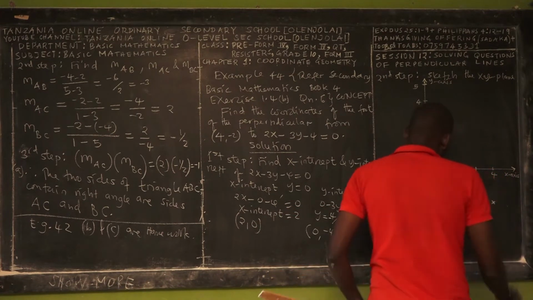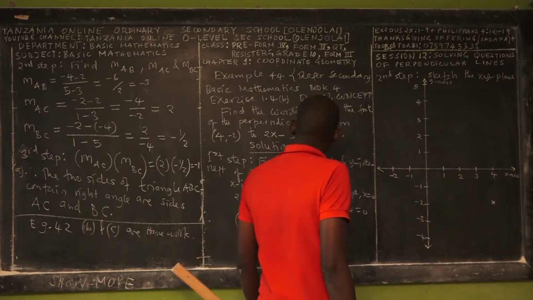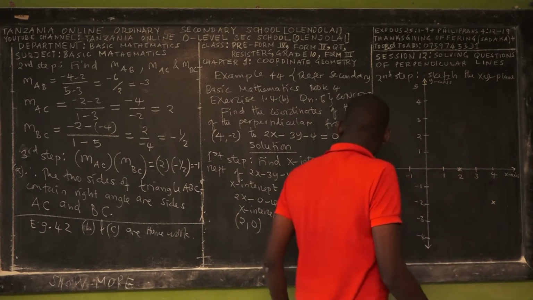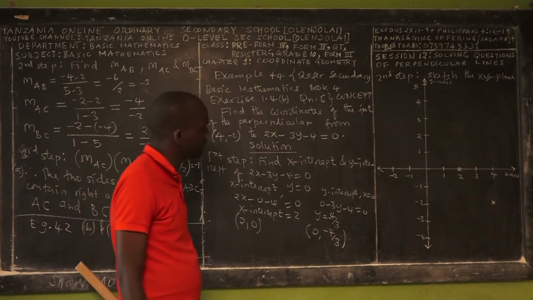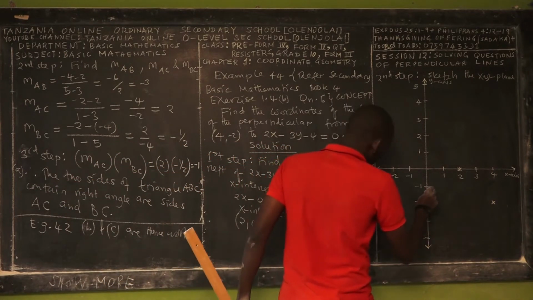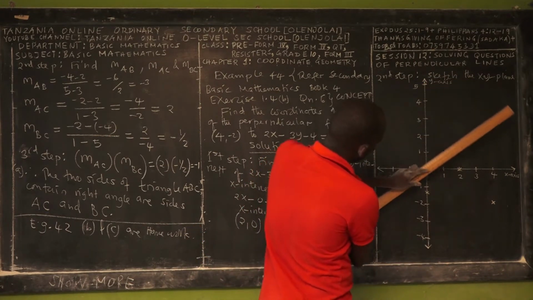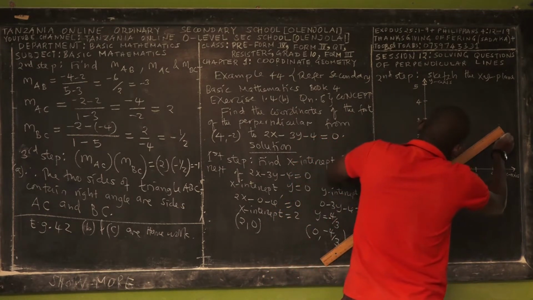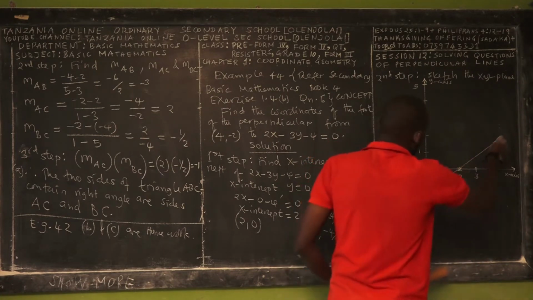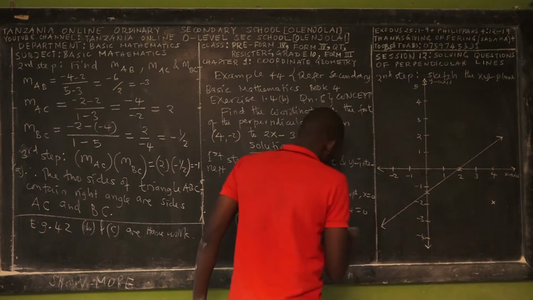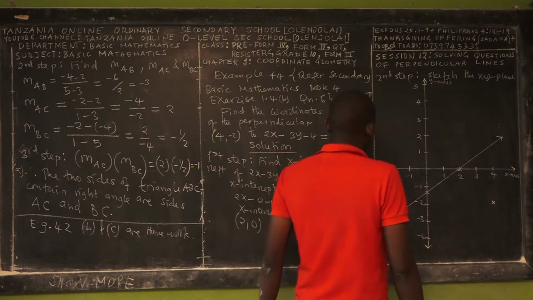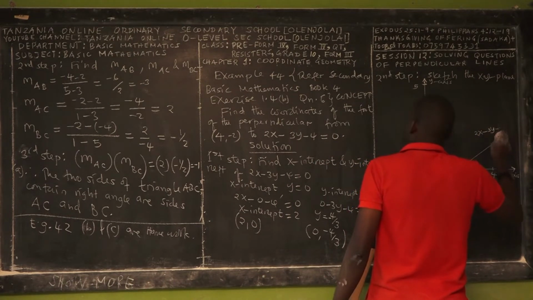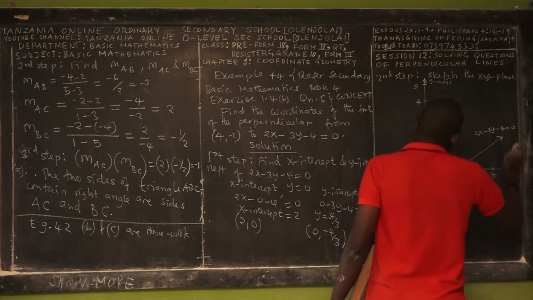So this is the point where that perpendicular line passes. Then we have the x-intercept (2, 0), and the y-intercept (0, -1.33). So simply this is the line, the path of the given straight line, 2x - 3y - 4 = 0.